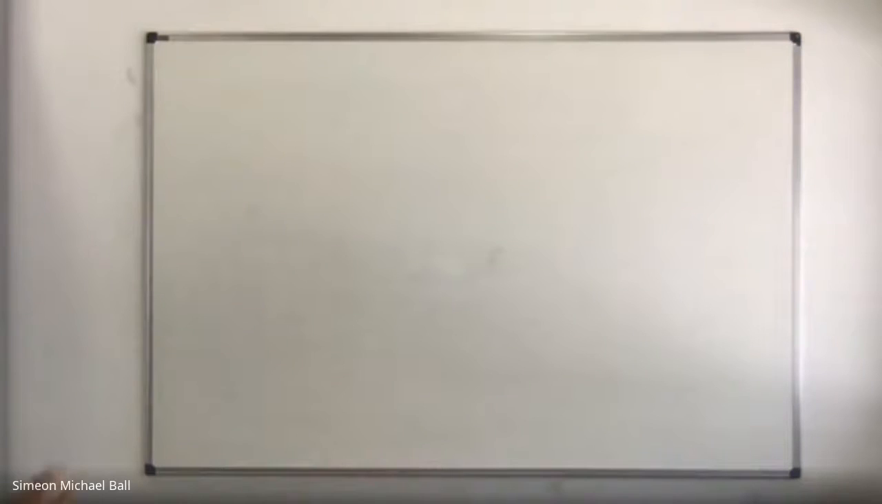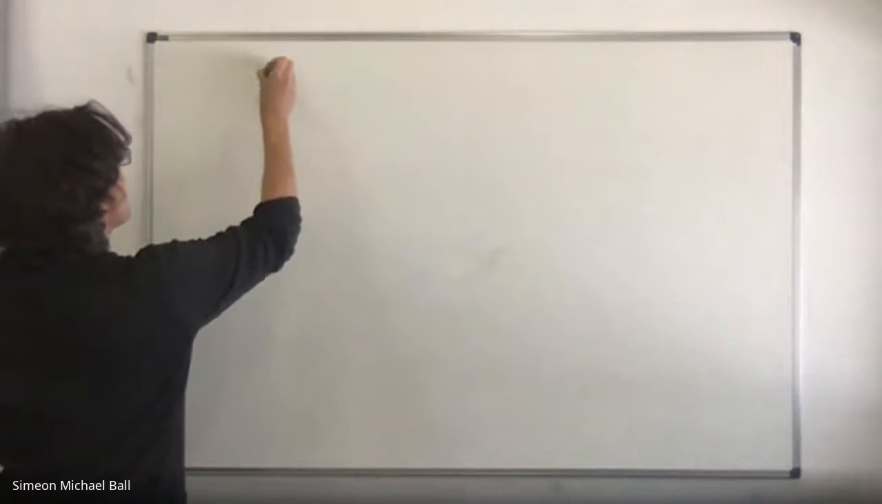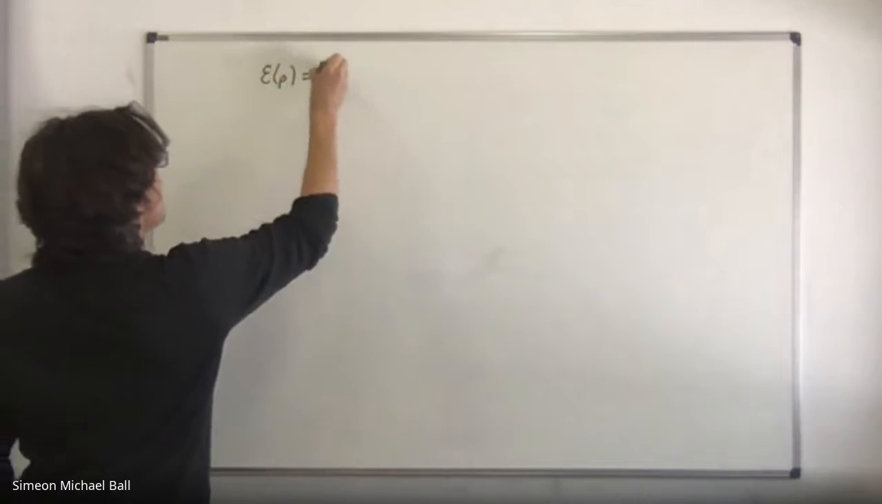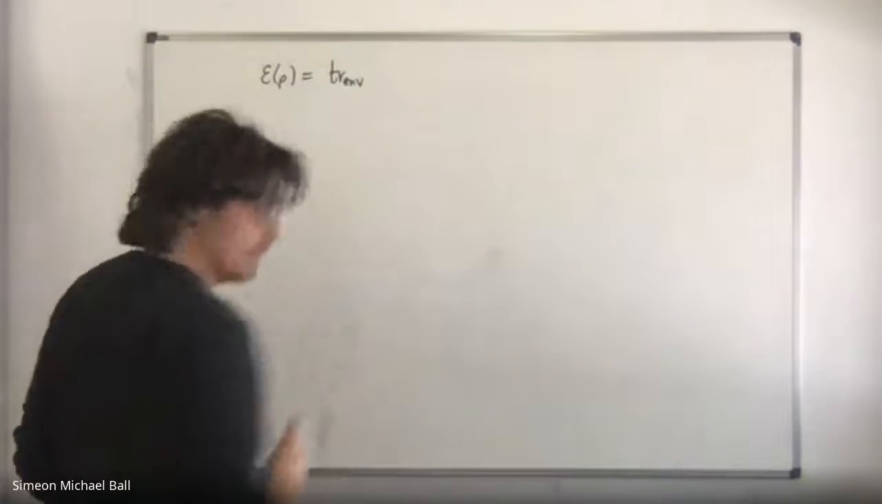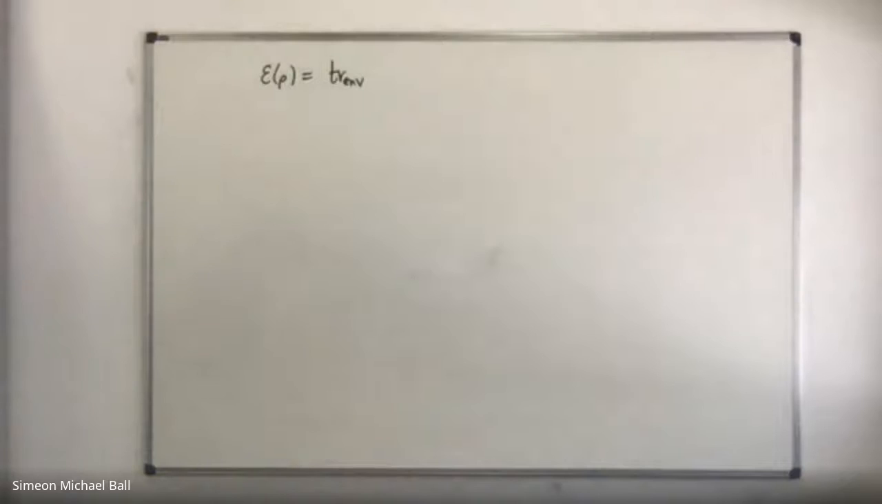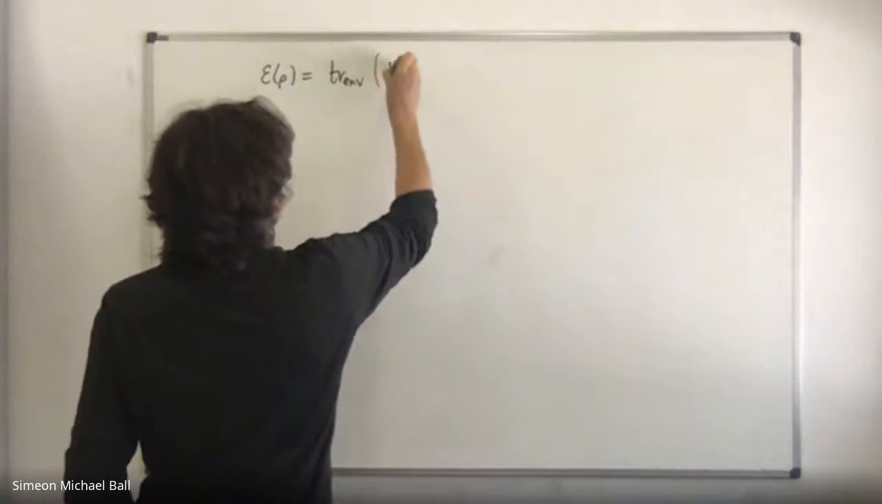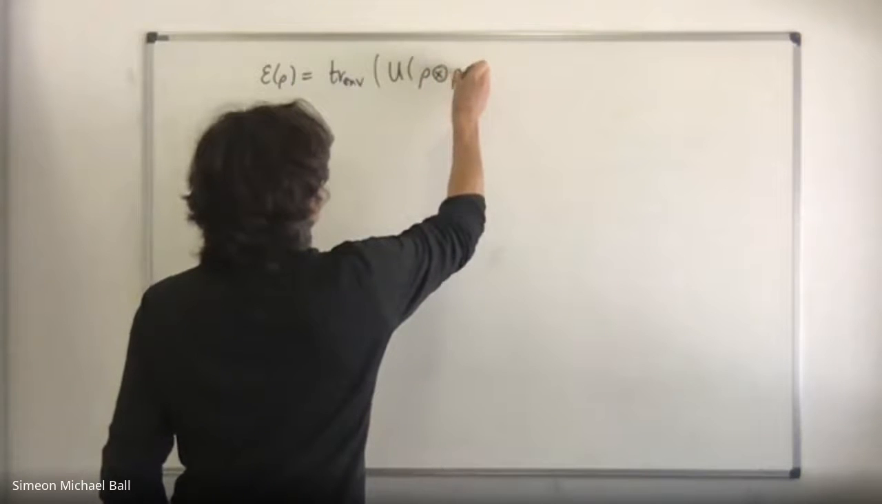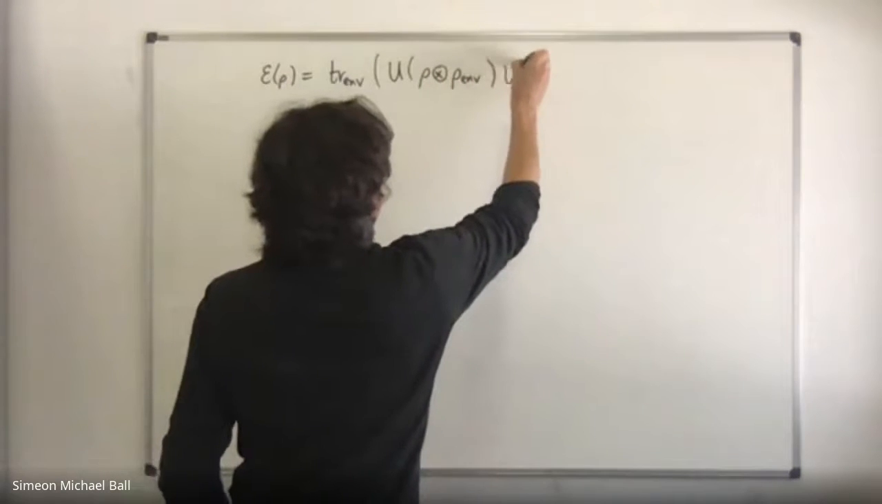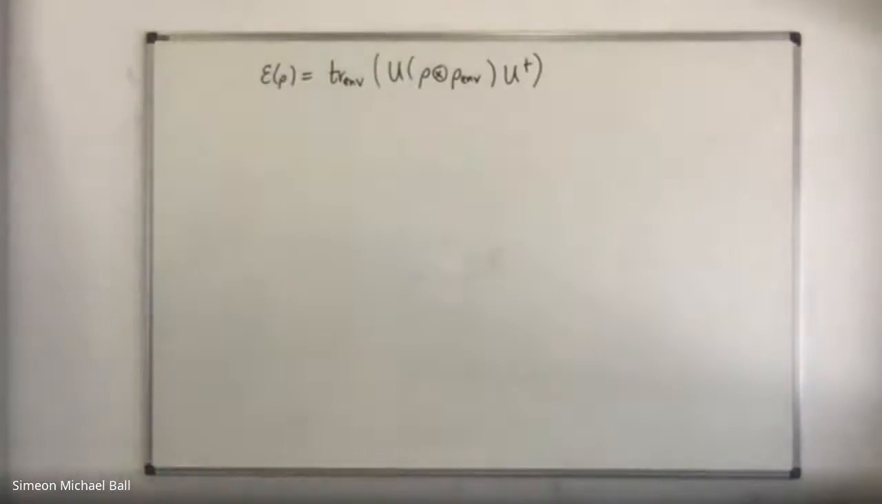Okay, so that was just things we kind of saw before. So as I said, this we get by tracing out the environment of what did we have? We had U being applied to rho tensor rho environment U dagger. Okay, so we had this from our little picture, and now we want to actually do that trace.